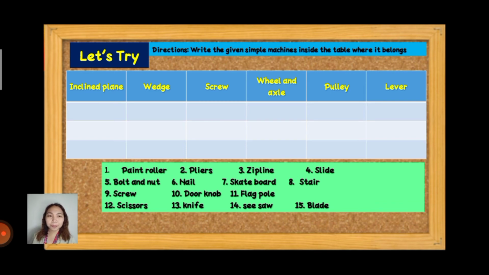8, stair. 9, the screw. 10, the doorknob. 11, flagpole. 12, the scissors. 13, knife. And 14, the seesaw. And the last one, number 15, blade. Where do they belong? In the inclined plane, screw, wheel and axle, pulley, or lever. Okay, number 1, paint ruler.